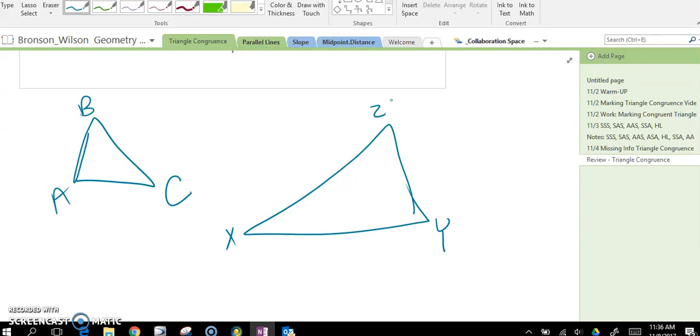Okay, so let's just say that we have this is 65, and then this one is 60.